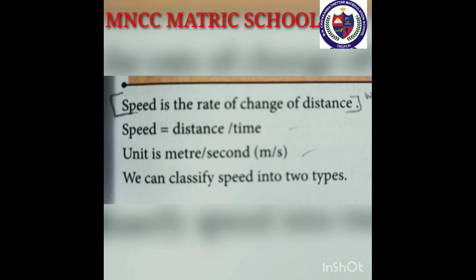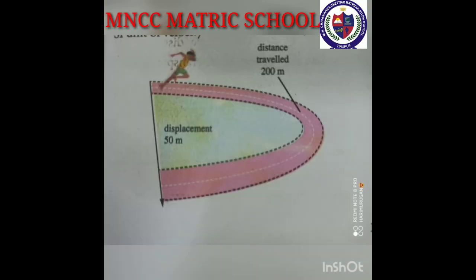Move on, velocity. What is velocity? Velocity is the rate of change in displacement. Velocity v is equal to displacement by time. SI unit of velocity is meter per second.